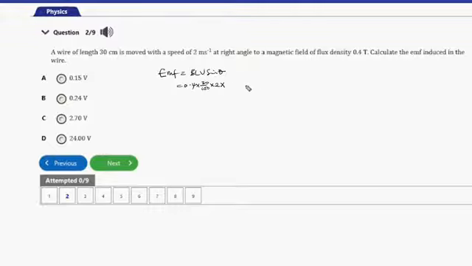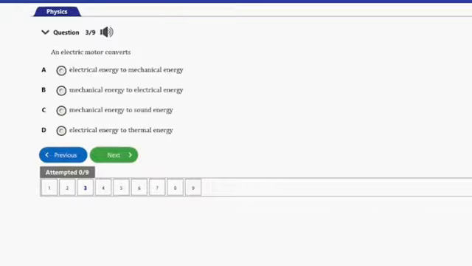Then sine theta is sine of the angle, and here the angle is a right angle, that's 90 degrees. If we input all these values into the equation, we are going to have that EMF is equal to 0.4 times 0.3 times 2 times 1, and this will give us 0.24 volts, and that's option B here. So option B is the answer to this question. Let's go ahead and consider the next question. That's question number 3 here.